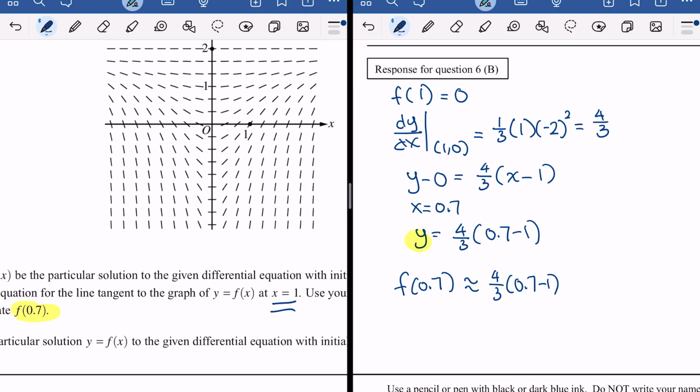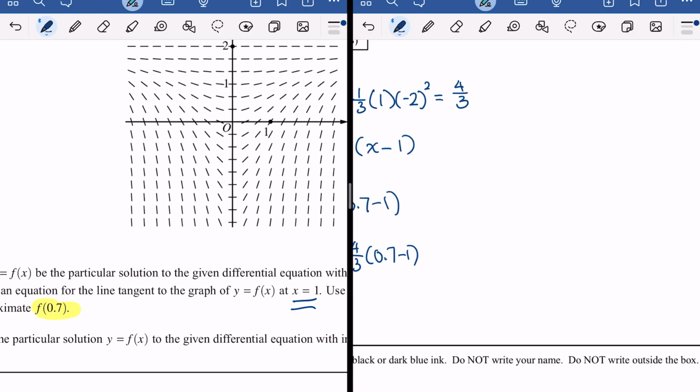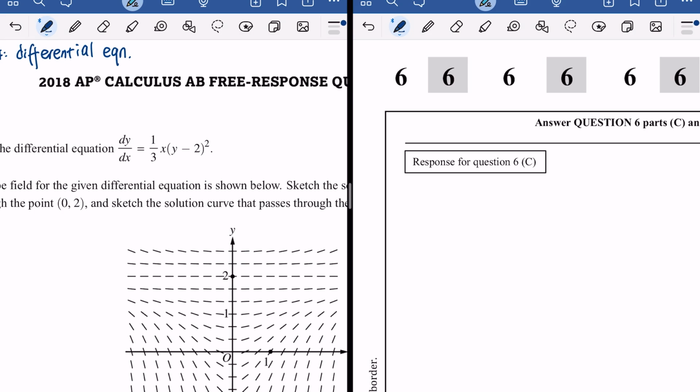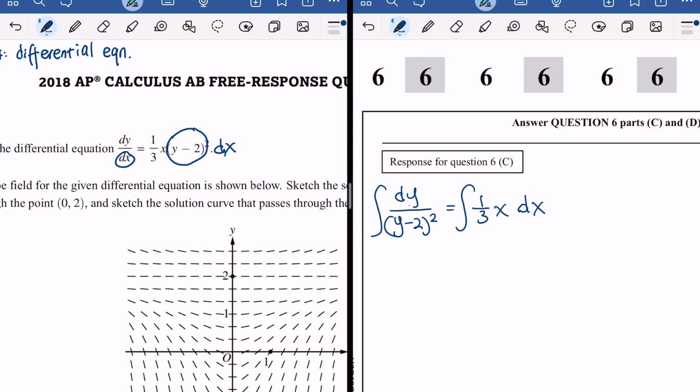In part C, we need to find the particular solution, y equals f(x), which means we need to integrate it, and first of all, separate the variables. So dx should be on the other side of the equation, and the (y minus 2) should be on the left-hand side, which means we need to divide. When I separate them, it will look like dy over (y minus 2) squared on the left, and on the right-hand side is 1/3 x dx. Don't forget to write the integral symbol.